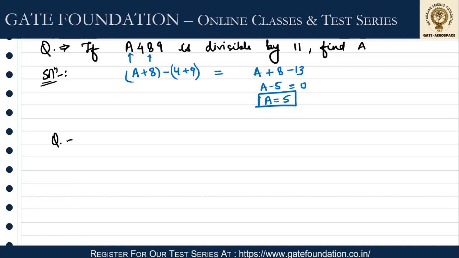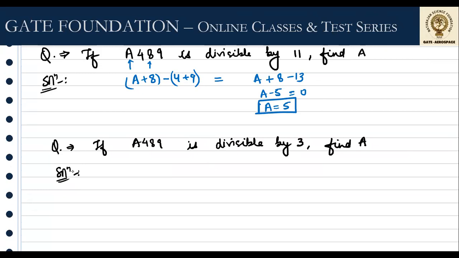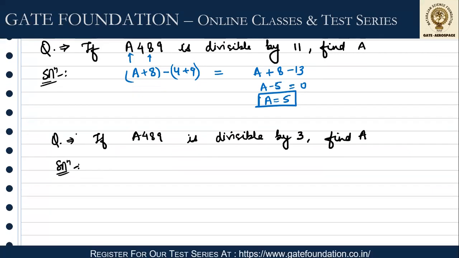Great. Again, I'll take the similar case A489. If it is divisible by 3, then find it. 0, 3, 6, 9. Very good. Yeah, that's correct. So you can have 0. See, how does it come?